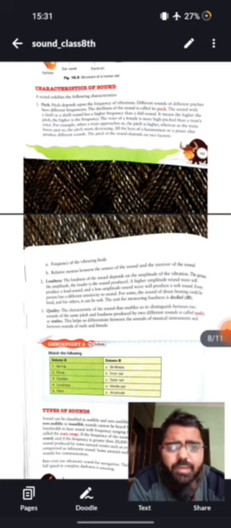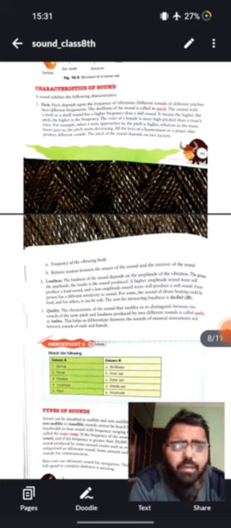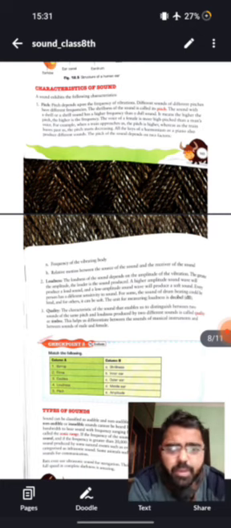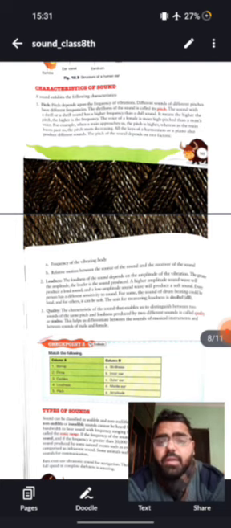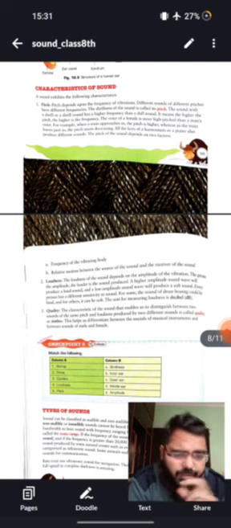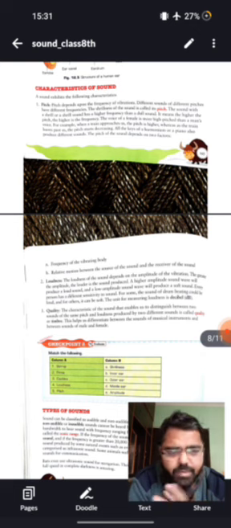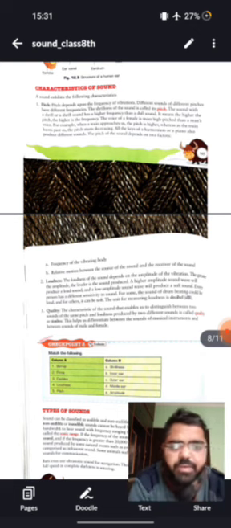Then the last one is the quality of sound. If a sound is produced by two sources having the same pitch and the same loudness, there is still a difference in quality, and that quality measure is something different, right? It is not a technical term that we can easily define.